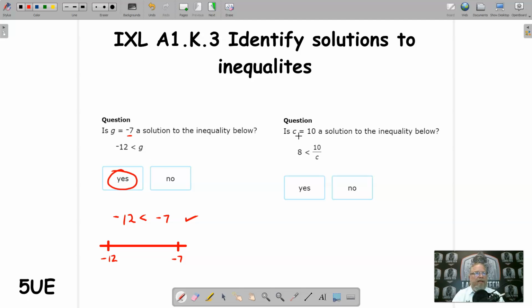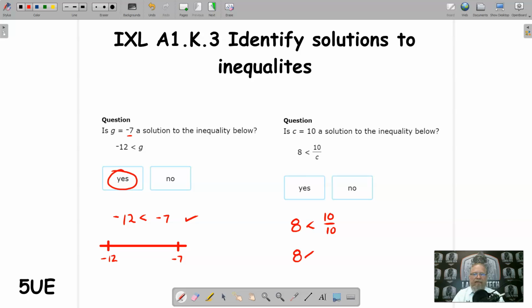On the next one, c equals 10. Is this a solution to the inequality below? The inequality that we have is 8 is less than 10 divided by c. So let's go ahead and plug that in. And we would have 10 over, and for c, we're going to substitute 10. So put 10 in there.